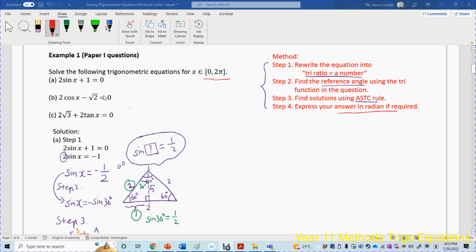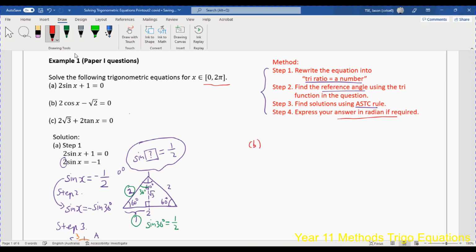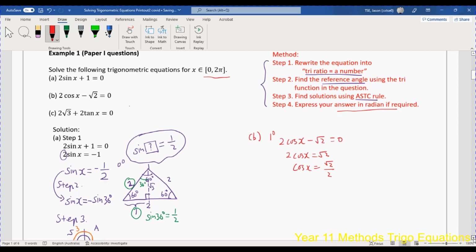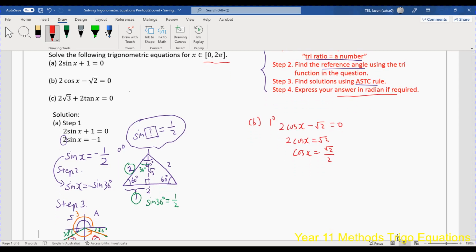Let's continue. Let's try to do part B. Part B, step 1, rewrite the equation into trigo ratio equals a number. So let me just write that as step 1. 2 cos x minus square root 2 equals 0. So I'm going to put that square root 2 to the other side, and cos x equals square root 2 over 2. So first step is pretty good.